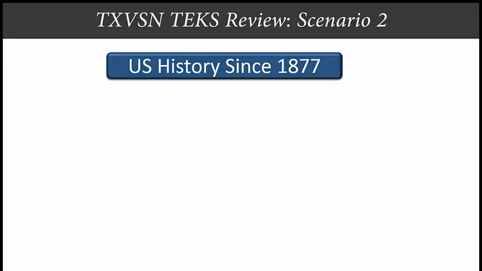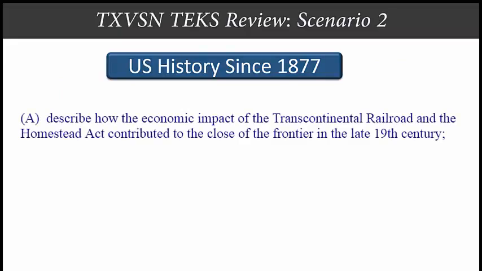Scenario 2. You're reviewing a course called U.S. History since 1877. The student expectation says, describe how the economic impact of the Transcontinental Railroad and the Homestead Act contributed to the close of the frontier in the late 19th century.